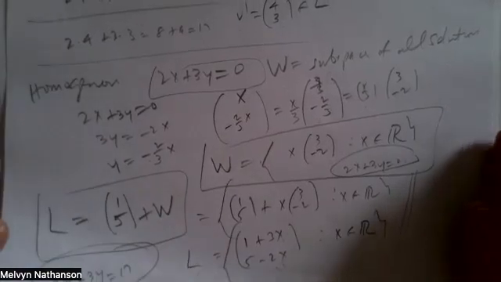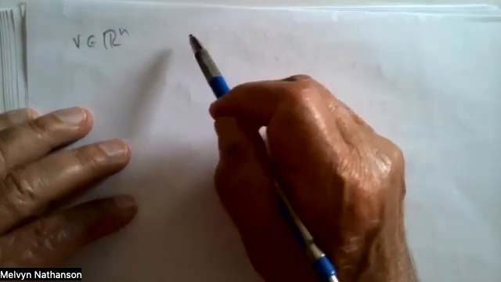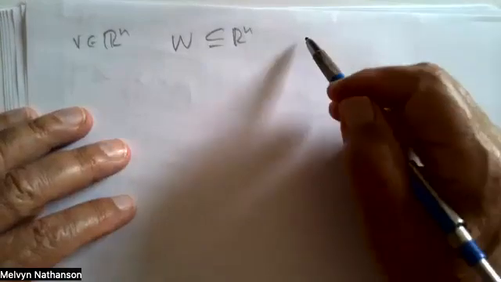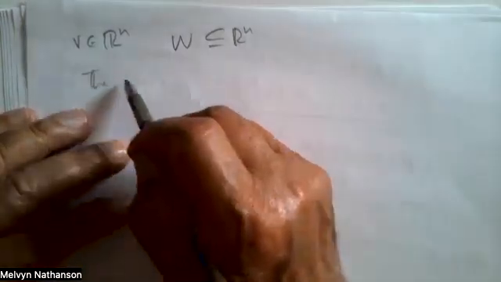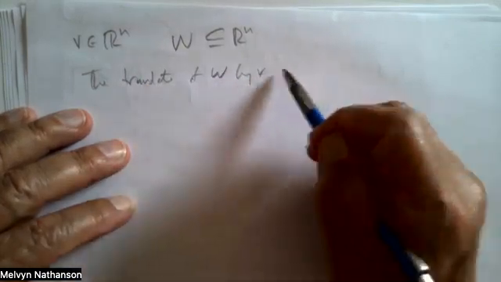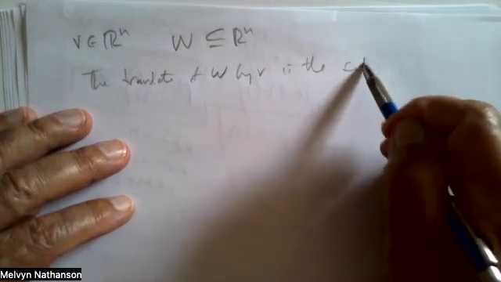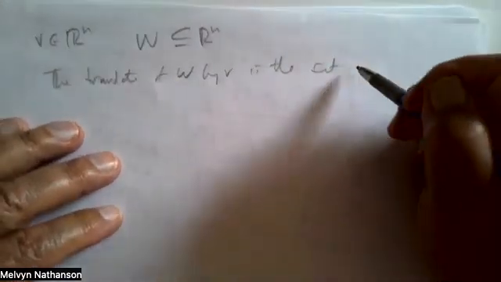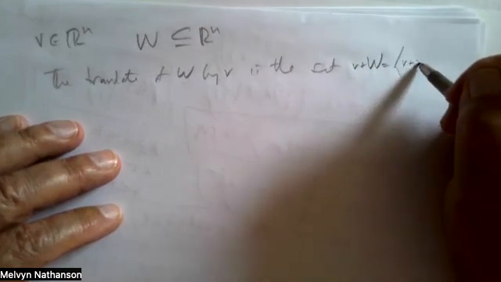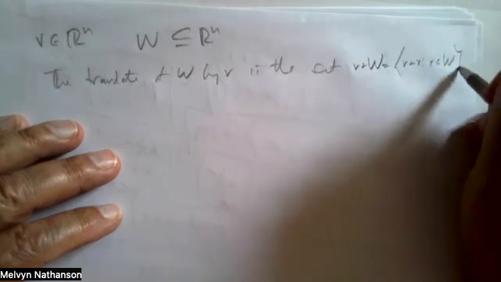Okay. And let me just add one final piece of terminology that's very important. If V is a vector and W is a set of vectors in Rn, then we translate W by the vector V. It's the set V plus W, which means it's the set of all vectors of the form V plus X, where X is in W. That's what we mean by a translate.